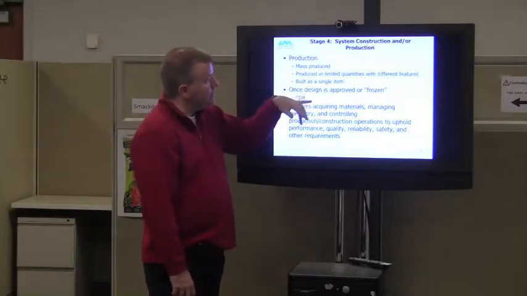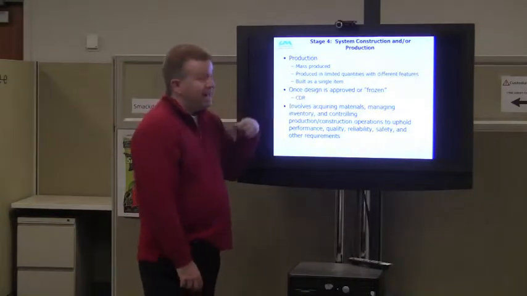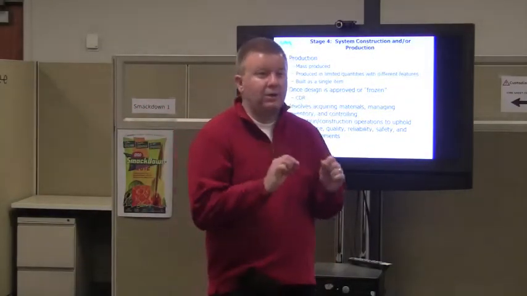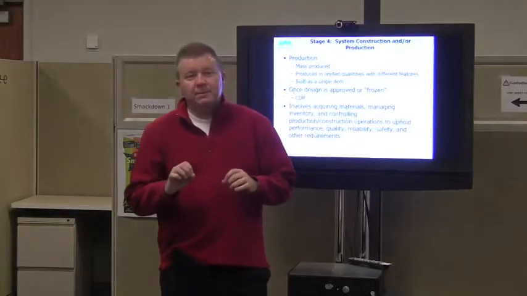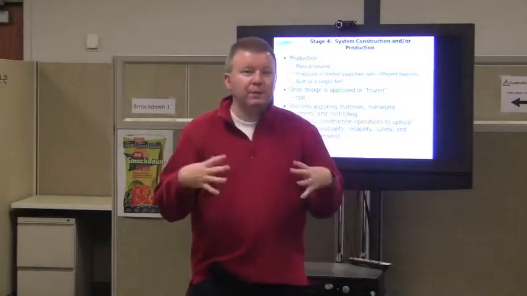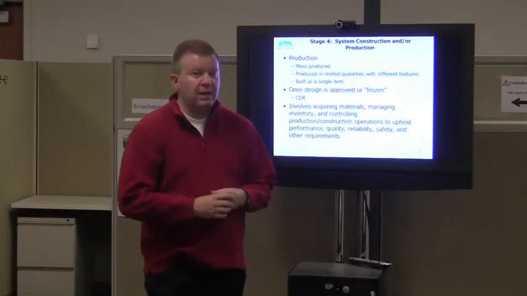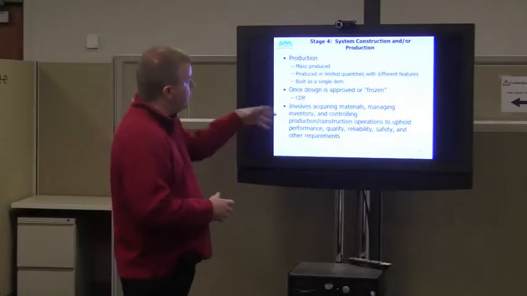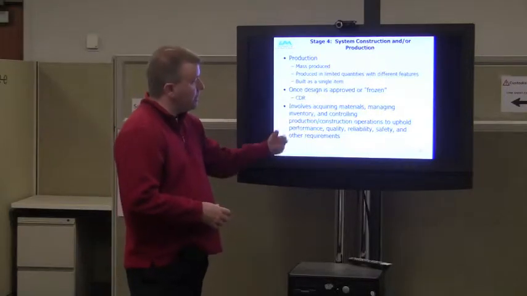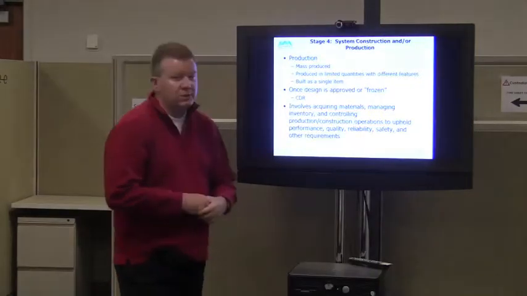Once a design is approved or frozen is when you can start production, okay, or construction. At NASA, that is defined as CDR, Critical Design Review. It's called 80% design complete. So the design is still only 80% complete, but there's so much definition, you can then begin to cut hardware, is what we call it. So we actually start to fabricate things at this level. It involves acquiring materials, managing inventory, and controlling production and construction operations to uphold the performance, quality, reliability, safety, and other requirements that you need, right?